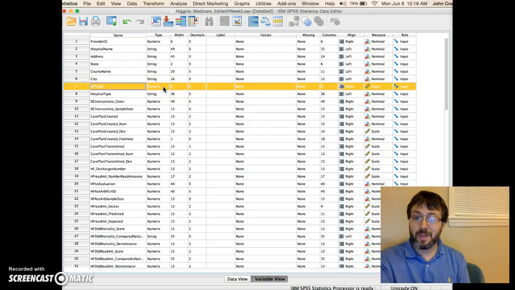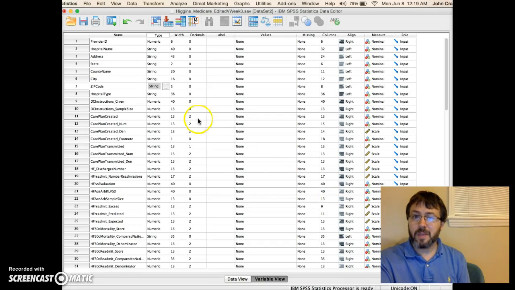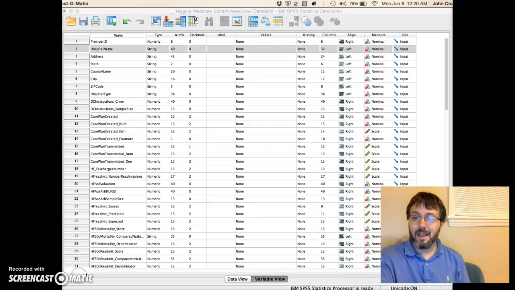So if we want to help SPSS better understand zip code, you can click here on type on the ellipse, and you could convert this to a string variable. And when you do that, SPSS is now going to treat the zip code as a category. You can see it's converted it to nominal, which is, in fact, what zip code should be. So that will help you as you run some of your descriptive statistics or graphs. SPSS will now more accurately interpret this number since you've told it what it is. So now let's take a look at hospital name. Variable 2.